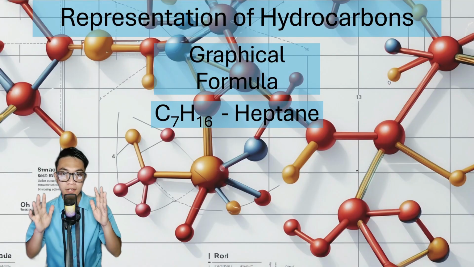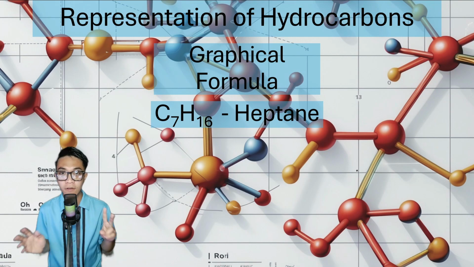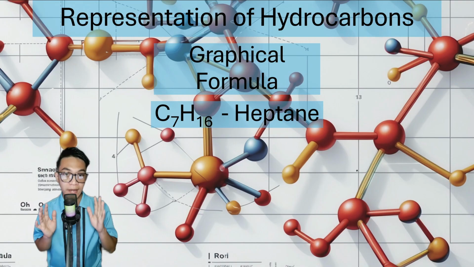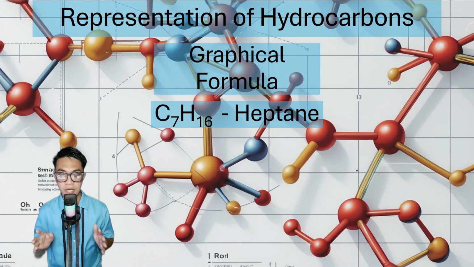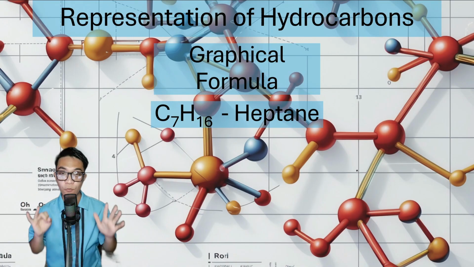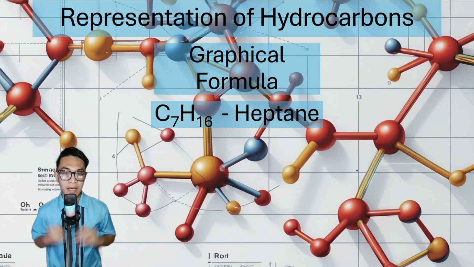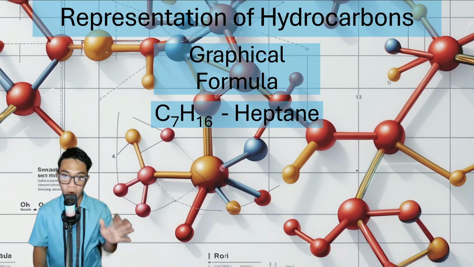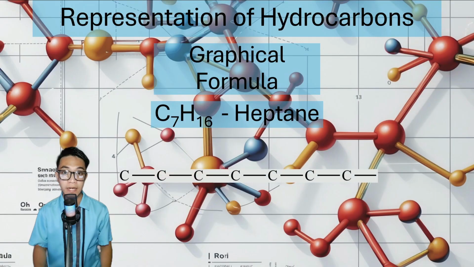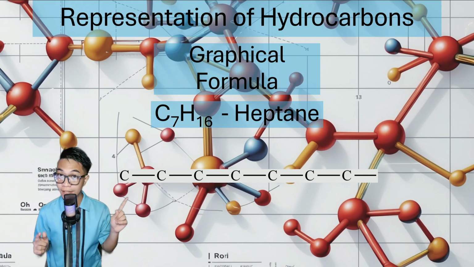To make our graphical formula, we can follow two simple steps. First, we have to identify the number of carbon atoms present in that specific hydrocarbon. In this case, we have 7 because it's a heptane. We have 7 carbon atoms. Next, we have to draw or connect these carbon atoms to one another in a horizontal or linear manner. As you can see, we now have 7 carbon atoms connected.